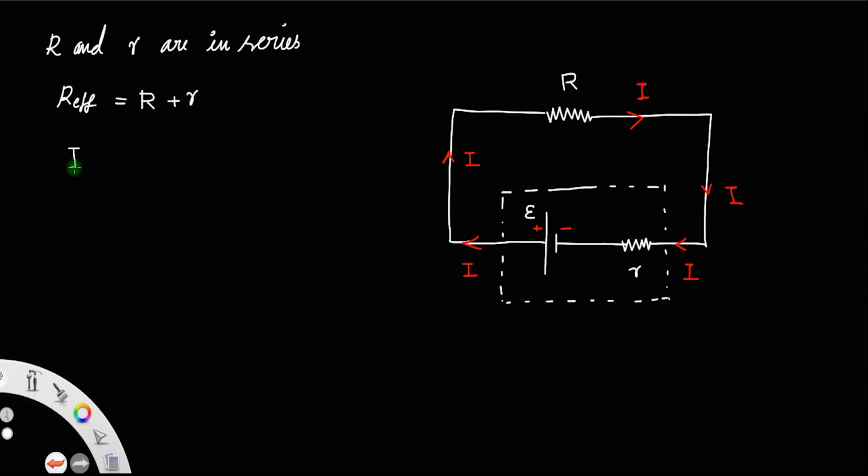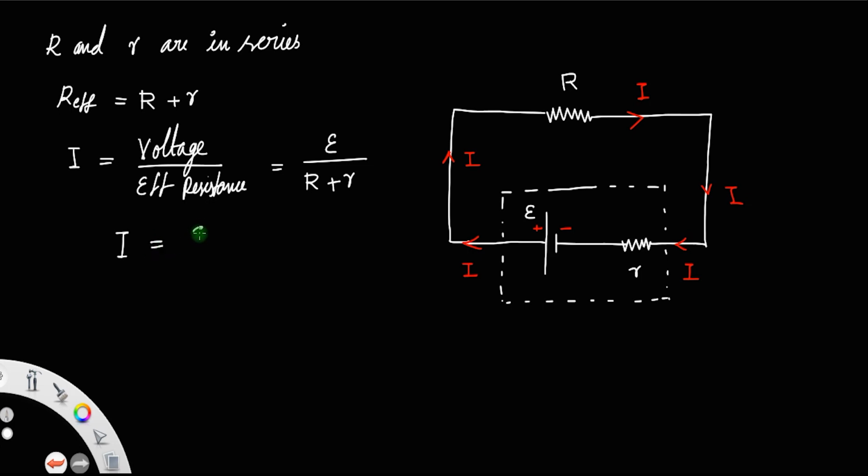So the current in the circuit will be the EMF, that is voltage. Current is always voltage divided by the effective resistance. Clear? Here the voltage is E and the effective resistance is R plus r. So the expression for the current is I is equal to E divided by R plus r. Let's call that equation number 1.